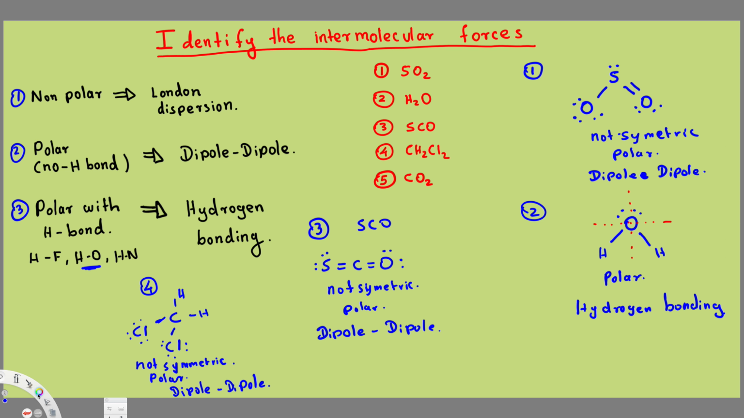So let's grab the fifth one. Fifth one, we have carbon dioxide. So we have carbon dioxide, CO2. Let's draw the Lewis diagram. We are going to have a double bond O. Each of them has two lone pairs. And this one is symmetric because both of them are the same atom. Therefore, this is nonpolar. This is nonpolar.